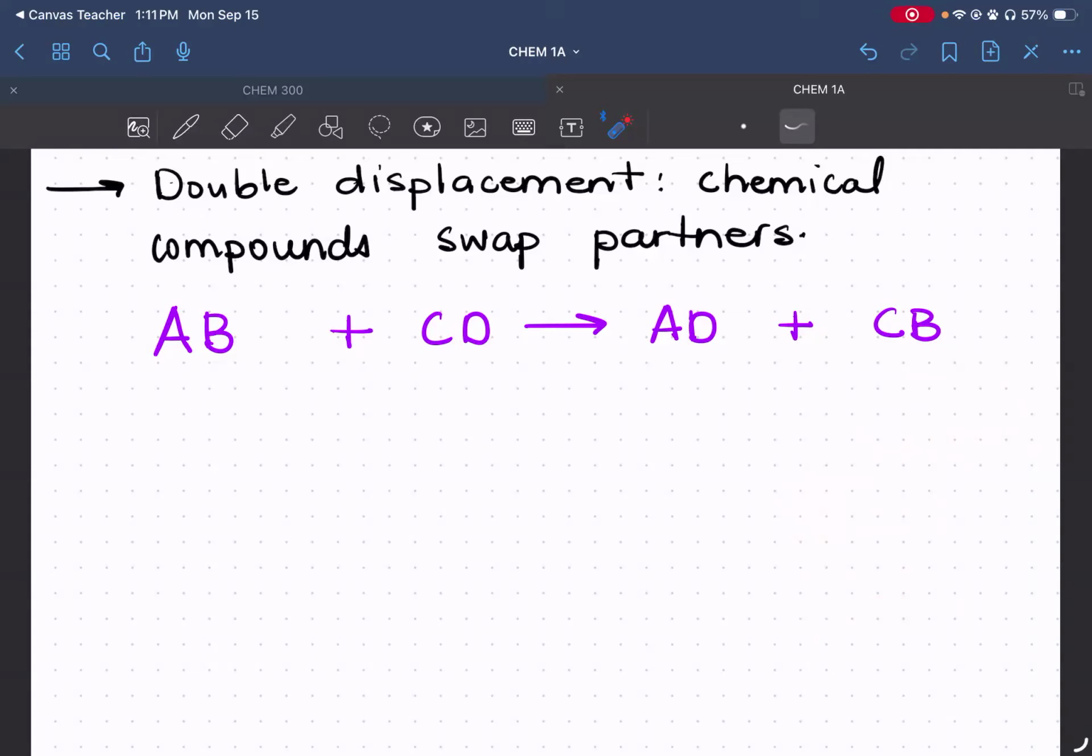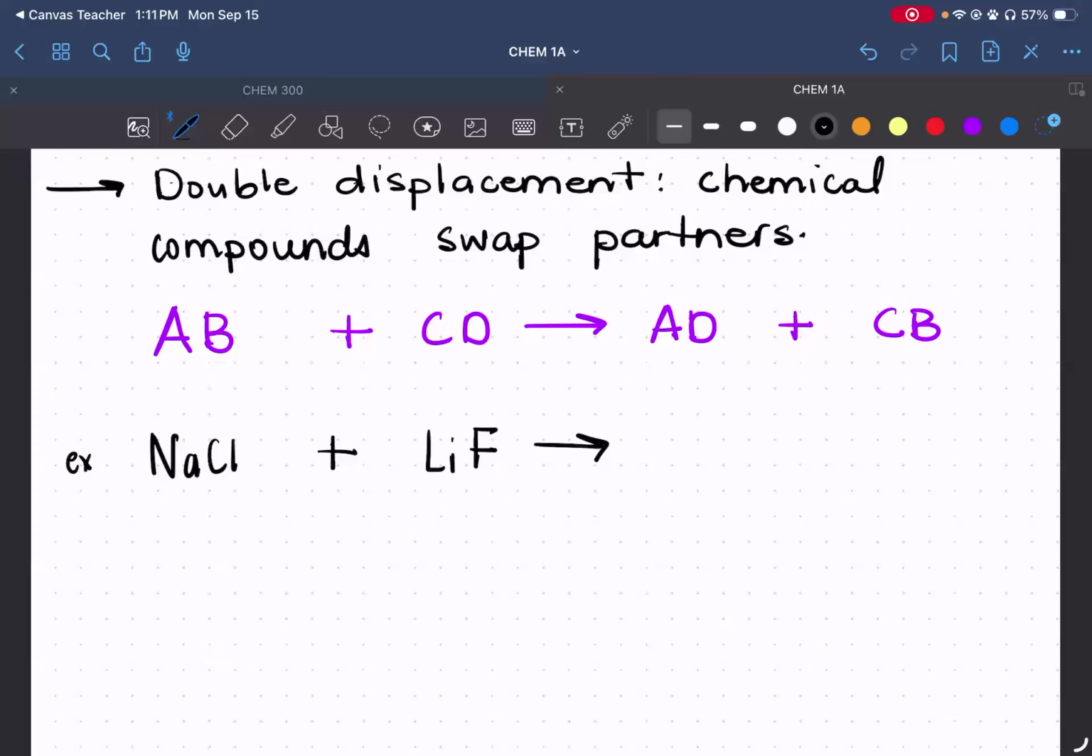Let's take an example of what this double displacement means. Let us react sodium chloride with lithium fluoride. If you go by your solubility rules, both sodium chloride and lithium fluoride are aqueous. And the way I've written it has already sort of nicely linked up the A's and the B's and the C's and the D's. So we know what's what. Now we're just going to swap them.